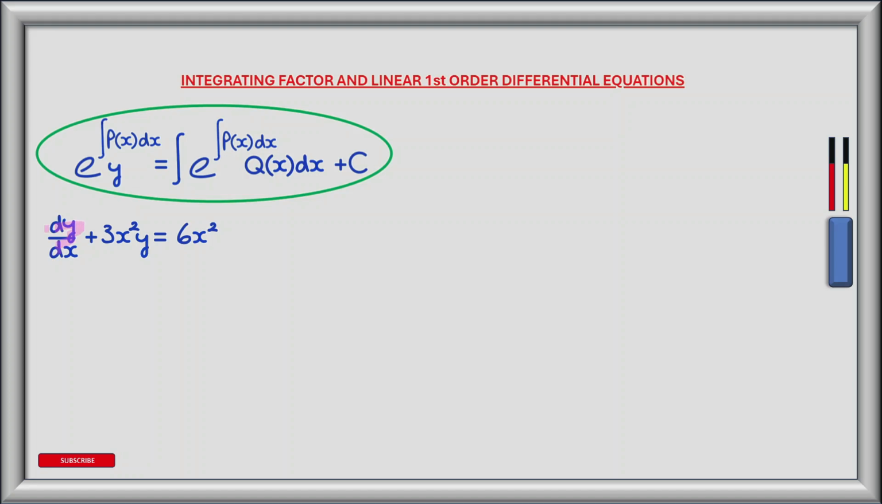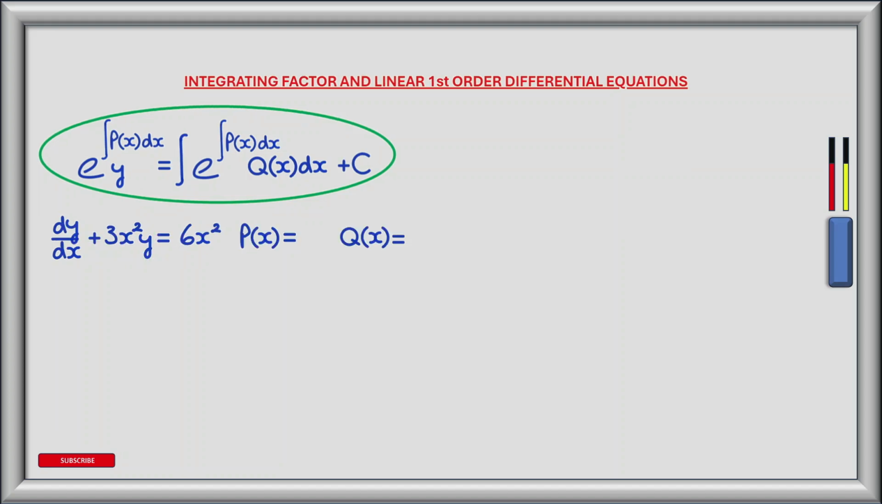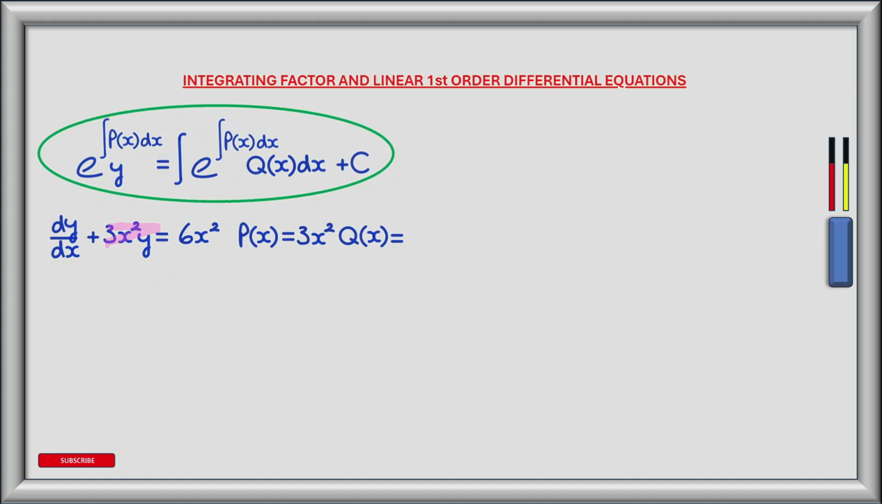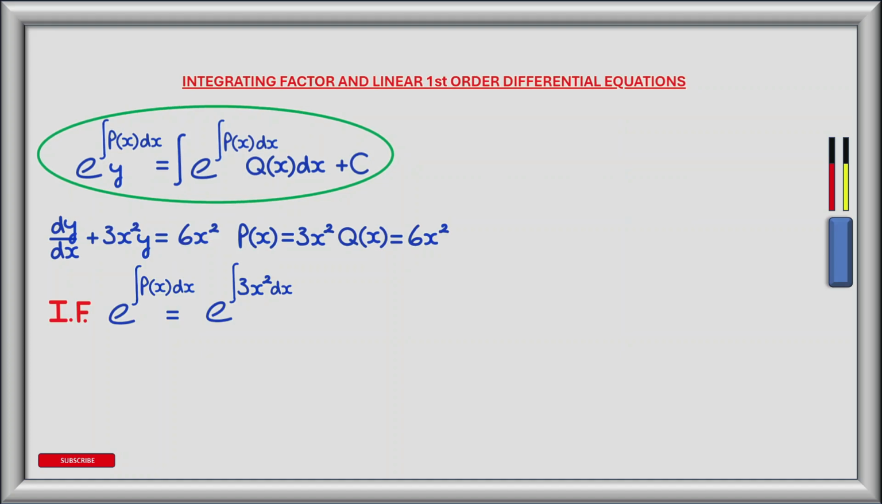So we have dy by dx plus 3x squared multiplied by y is equal to 6x squared. To begin, let's identify the functions p of x and q of x. In this example, p of x is equal to 3x squared and q of x is equal to 6x squared. The integrating factor is e to the power of the integral of p(x) dx.